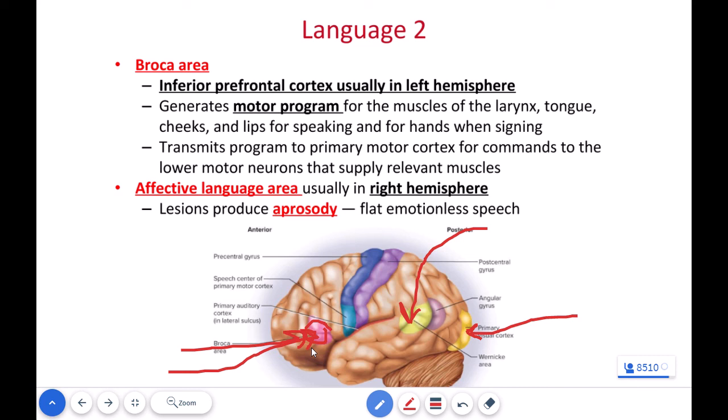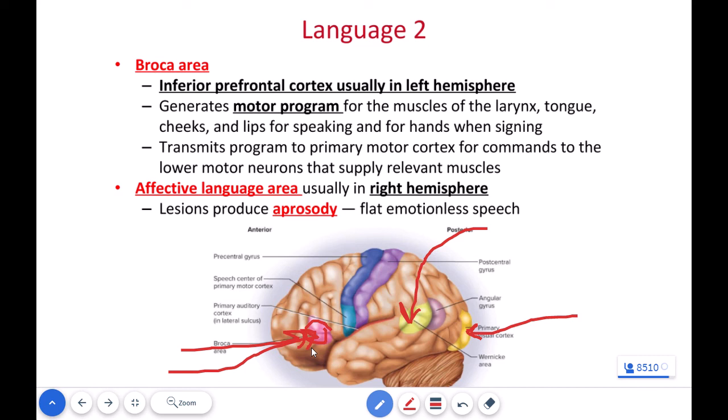We also have the affective language area, not shown in this figure. This figure is of the left cerebral hemisphere. Our affective language area is on the right cerebral hemisphere. And our affective language area is one that I wish was more developed in me personally. It's recognizing tone of voice, giving the right emphasis to the words that you say.